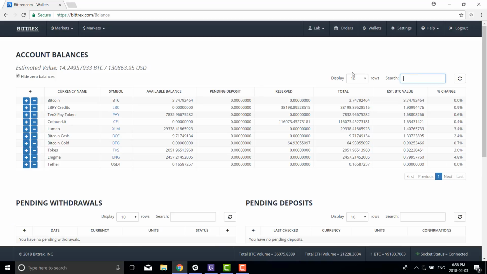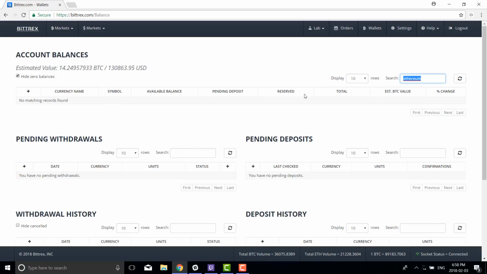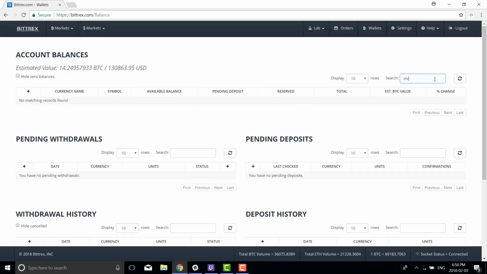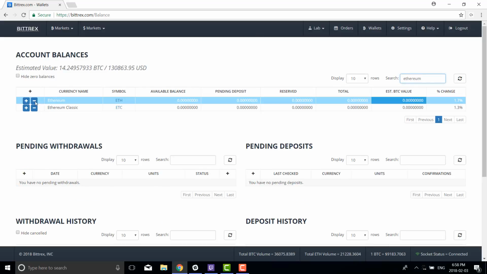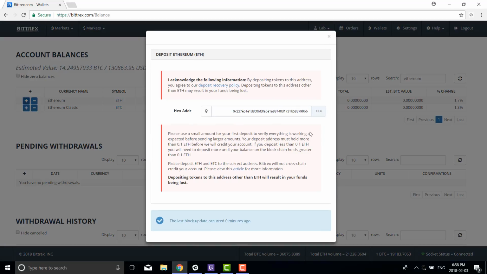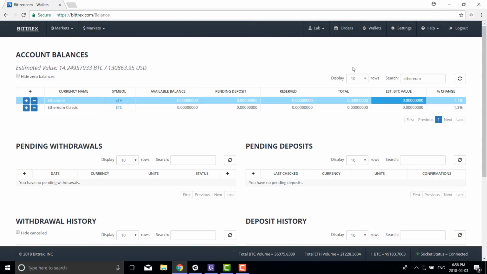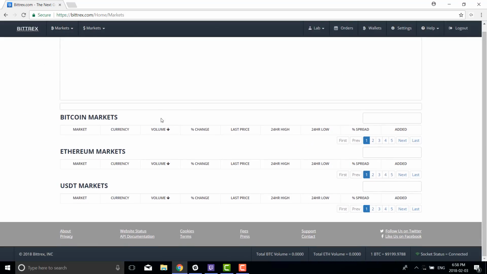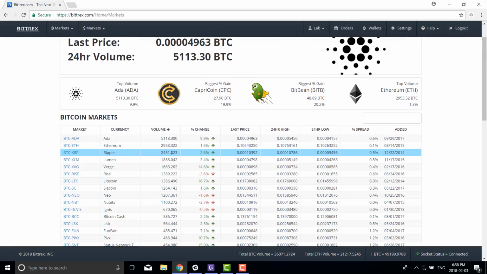So if I had Ethereum that I wanted to transfer, I don't have any right now, or if I wanted to send over Ethereum to fund my account, you would click Ethereum, click the plus sign, take the address, copy paste, and send it over to load up your account. So you've loaded up your account now. Let's go to the front of the exchange, to the markets, and I'll show you guys the basics.